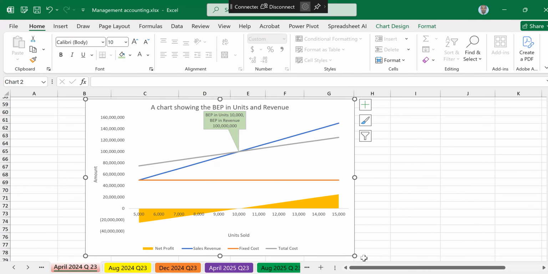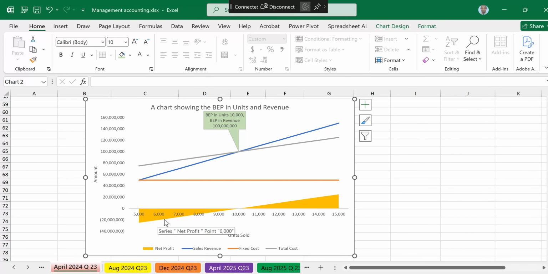Now the profit zone is the area above. The loss zone is the area below. So you can see the profit zone is here, then the loss zone is on the other side. We want to use arrows so that we can indicate the profit zone and also the loss zone.